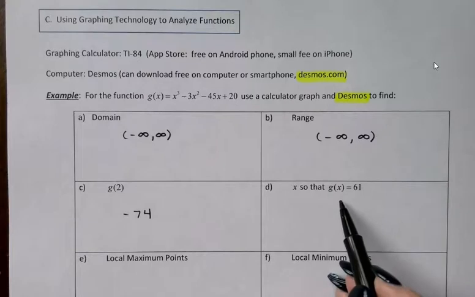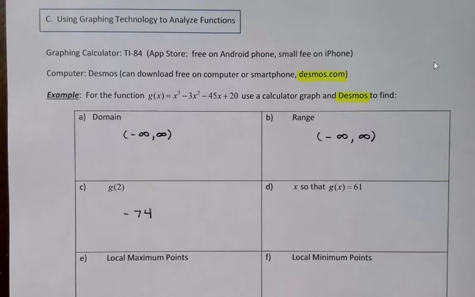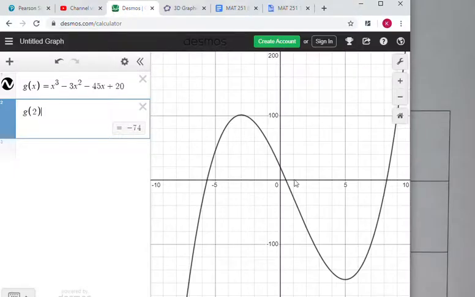Next, we'd like to find x so that g of x equals 61. I have a little bit more work to do this time, because I can't very easily estimate 61. It's going to be somewhere, this is probably what, 20, 40, 60. Yeah, 61 would be just a little above here. So it's somewhere in the neighborhood of -1, but I don't know if that's exactly right.